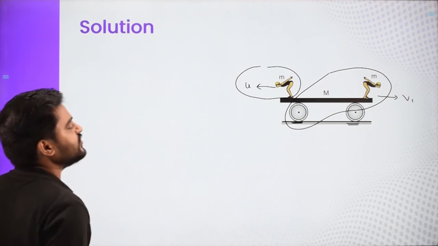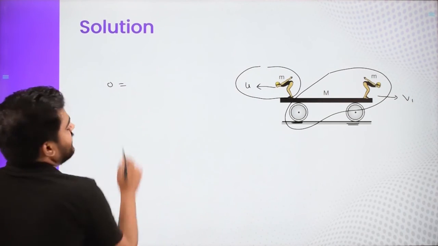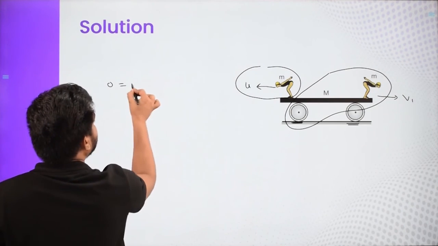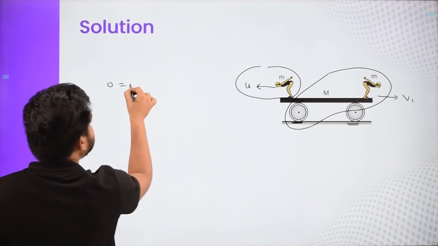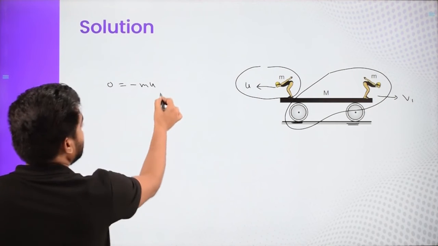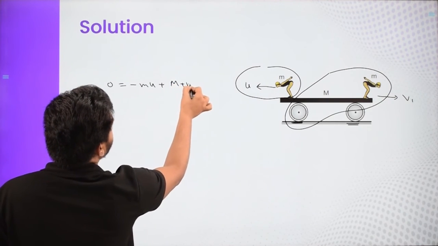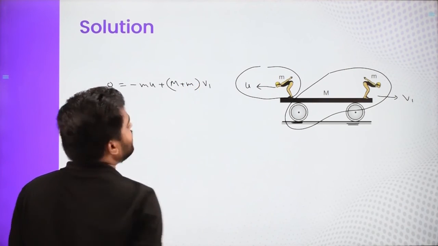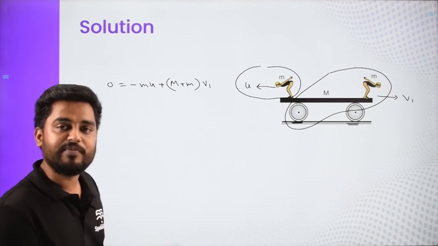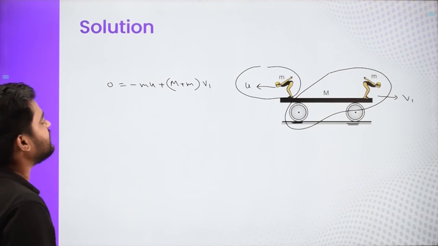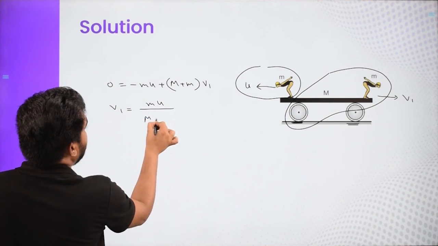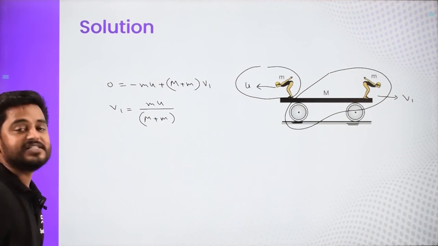What is the initial horizontal momentum? It is 0. The entire system was stationary. Now I am writing the final. Momentum of this person is minus mu, and momentum of these two is M plus small m times v1. The initial momentum, which is 0, must be equal to the final momentum. And that gives me v1 equal to mu divided by M plus m. This is my v1.